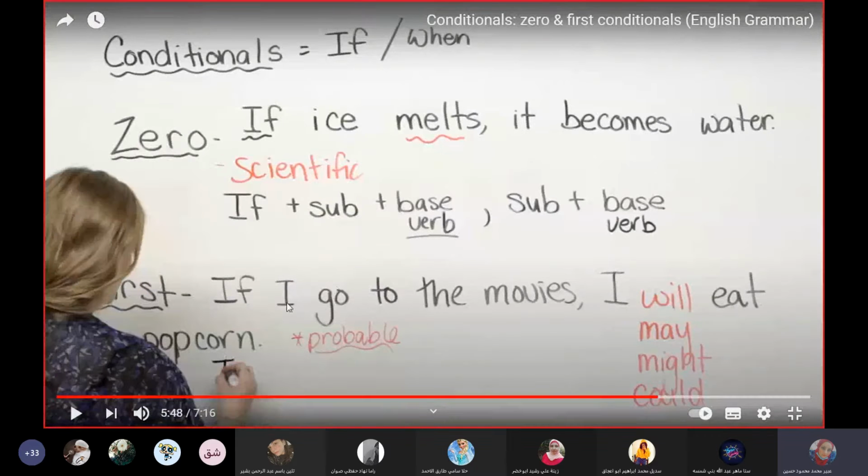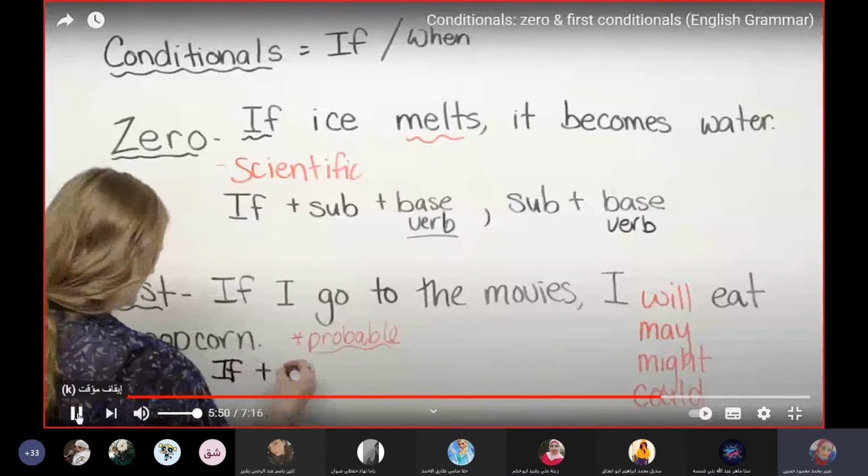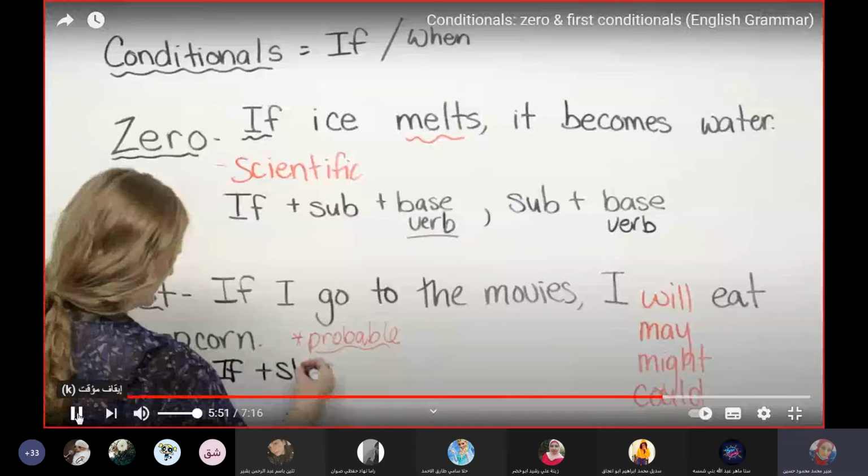I will ask you a question. If the subject here is Ali or Sarah, the verb is goes. The verb will be goes. Yes, thank you. If plus subject and verb in the present, base.